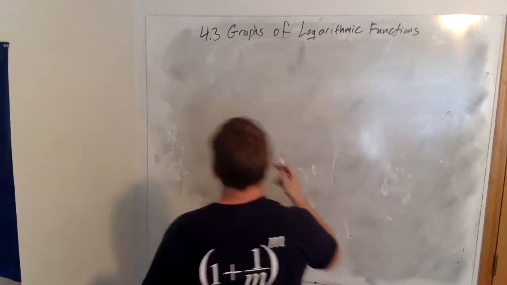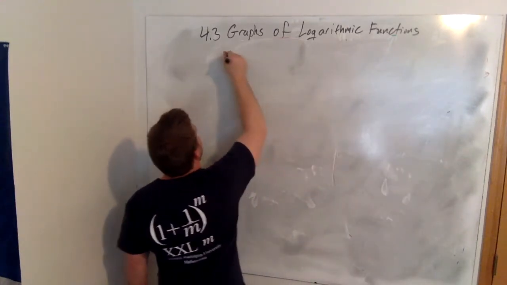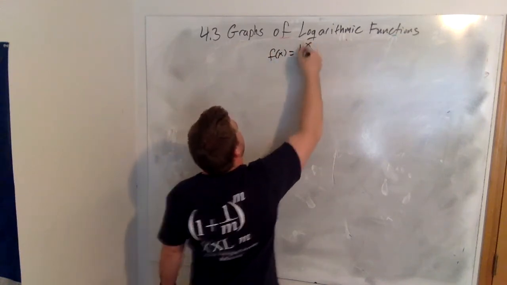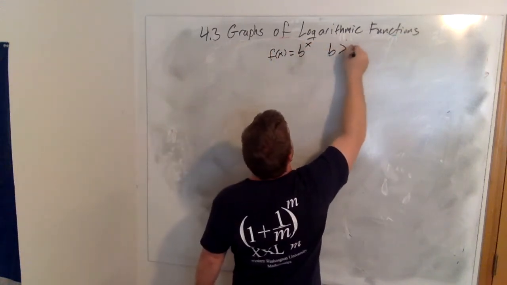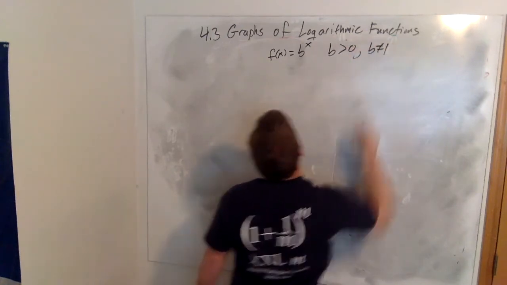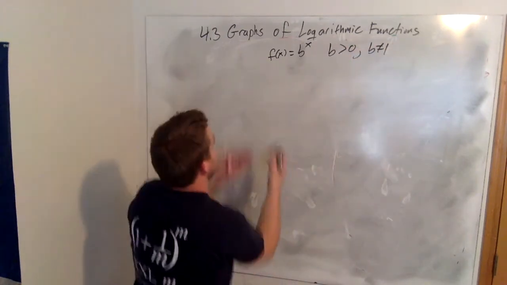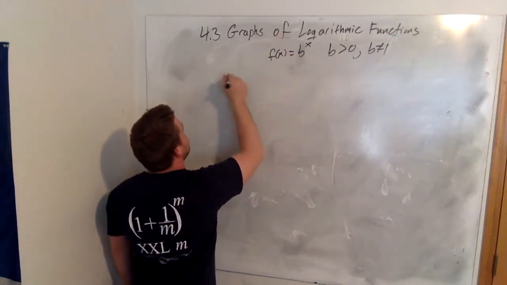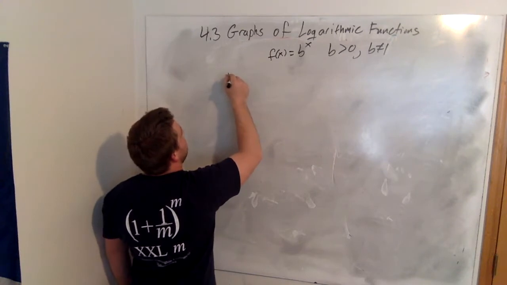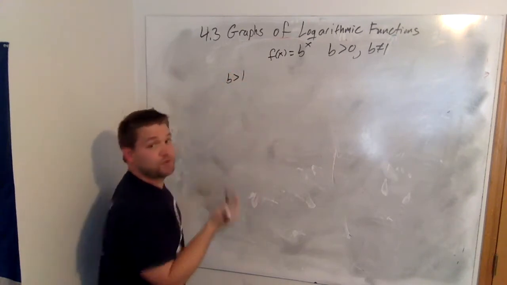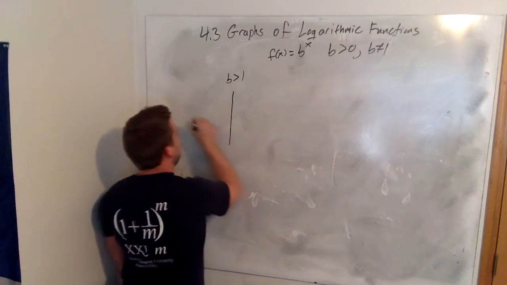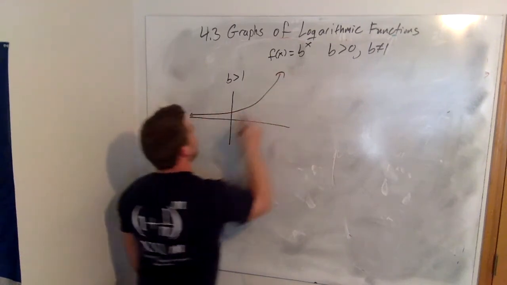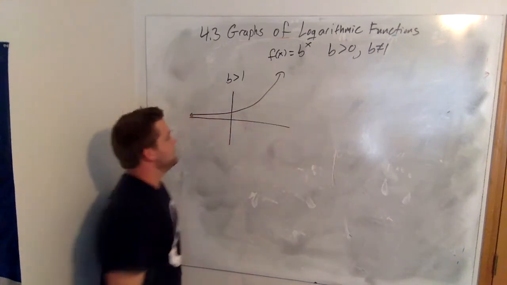Okay, so if we have a function f of x equal to b to the x, remember those conditions on b. b has to be greater than 0 and b can't be 1. Well, there are 2 different pictures here. For a base that's bigger than 1, it's exponential growth. So the picture would look like this. This is the graph of b to the x.